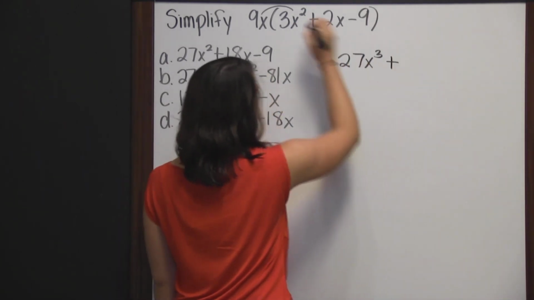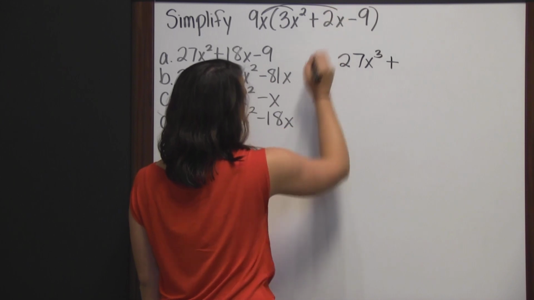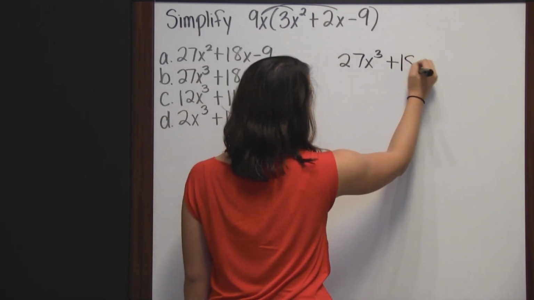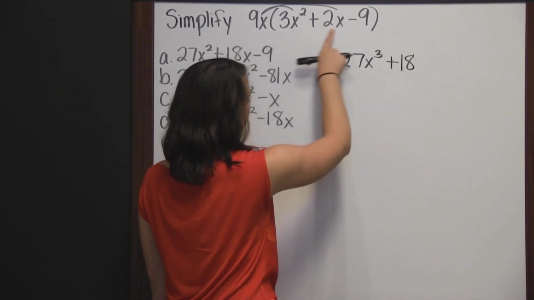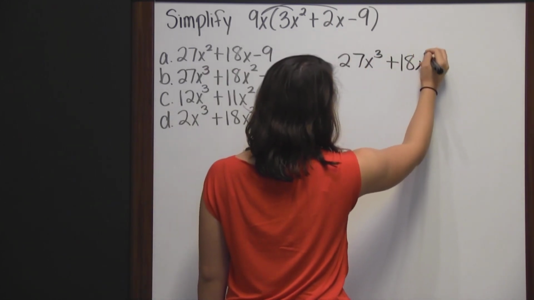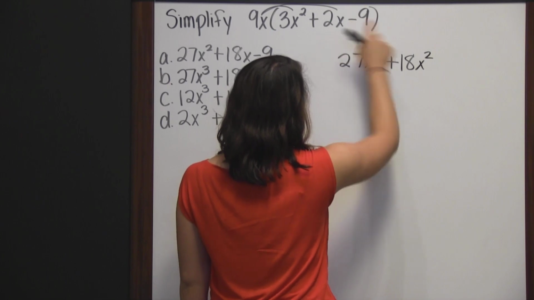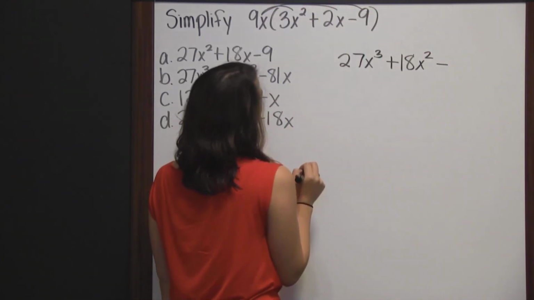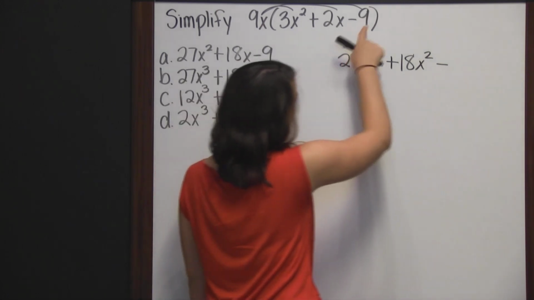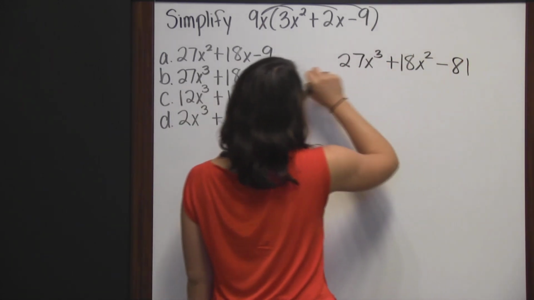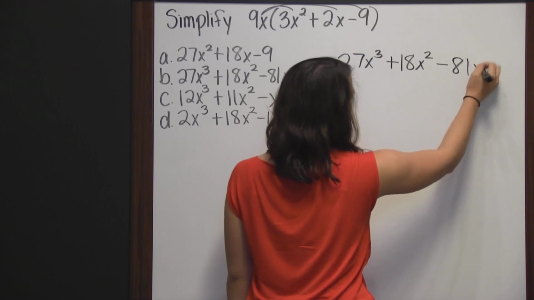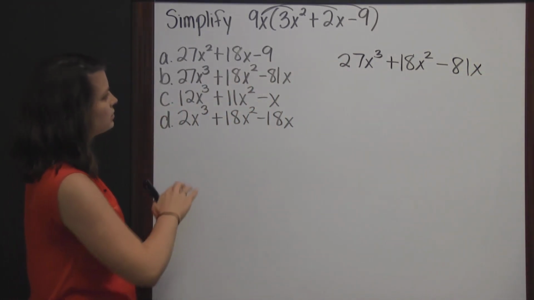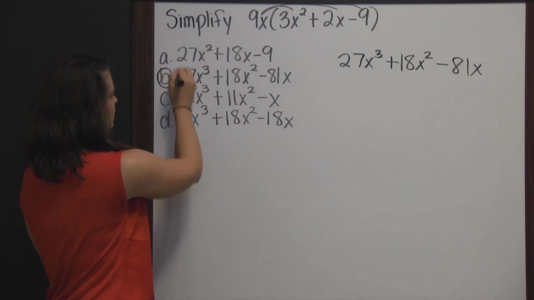Plus 9x times 2x, 9 times 2 is 18. X times x is x squared. Minus 9x times 9. 9 times 9 is 81. X. And that would be answer choice B.